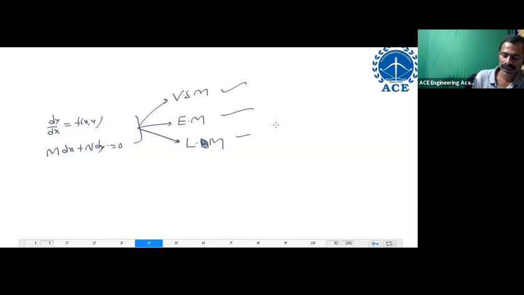And most of the questions were asked on the variable separable method, almost more than 95% of the questions. In the year 2018 for the EC branch, one question was given on the non-linear method. Otherwise, no question on that method. And on homogeneous and non-exact, no previous GATE question. So till now we have GATE questions on variable separable, exact, and linear.